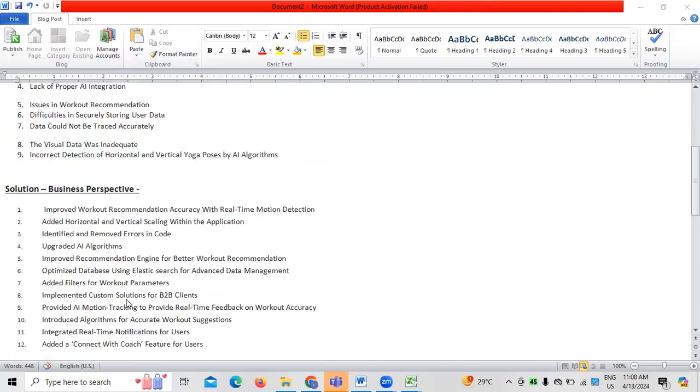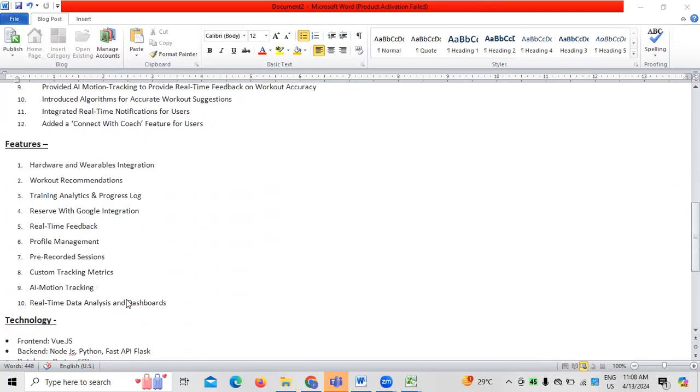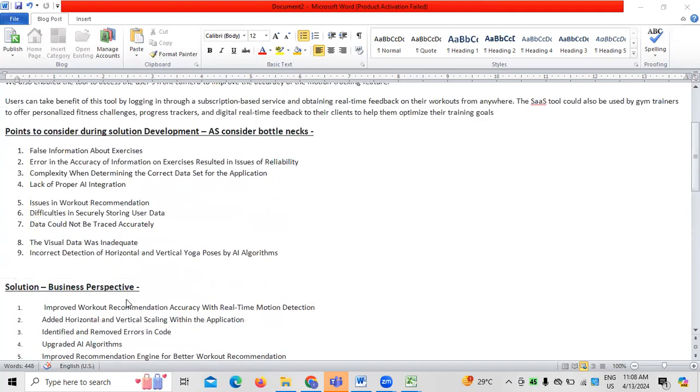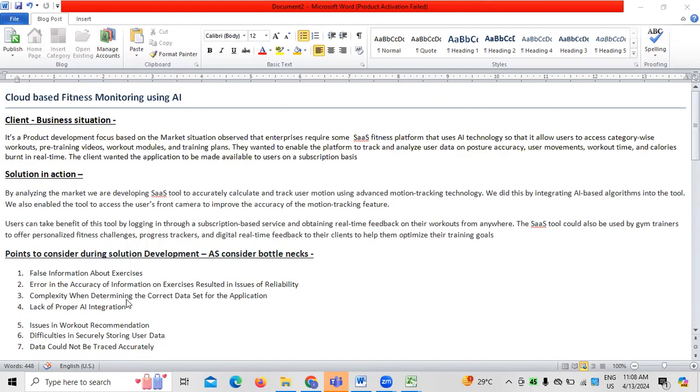Followed by the business perspective, we must know what all the features are, followed by the technologies which we are going to use. So this is a high-level summary in context to the case study which I have taken.